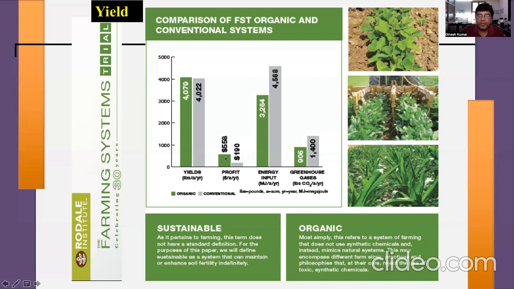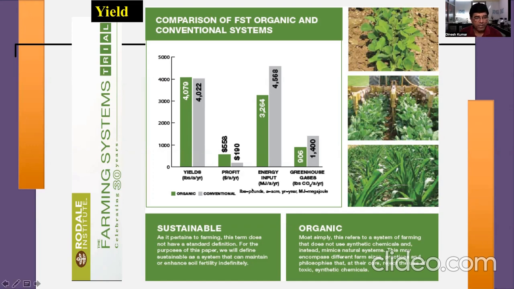Then you see profit, green, more profit in organic compared to conventional. Energy input is less in organic and more in conventional. What does it tell? Less energy means you will be creating less pollution, first thing. Second, low energy in organic means your investment will be less compared to conventional farming, hence your profit will be more. Last, you see greenhouse gas emission. It is less in organic, more in conventional, so it is much more environment friendly. So economics is good, environment is good, and your productivity or food is good. So you can say it is sustainable agriculture.